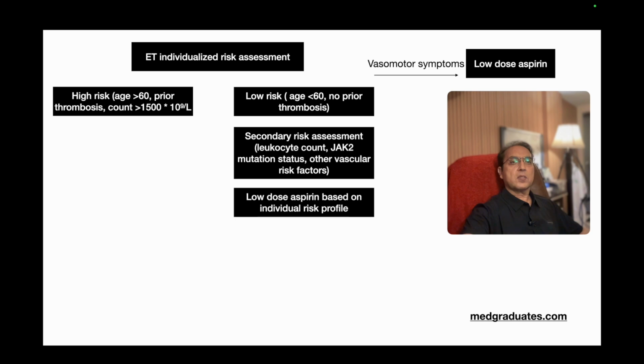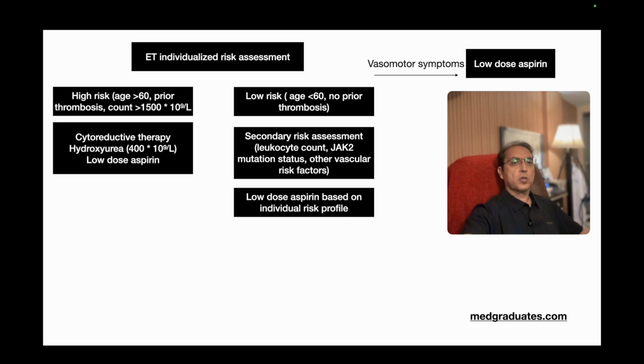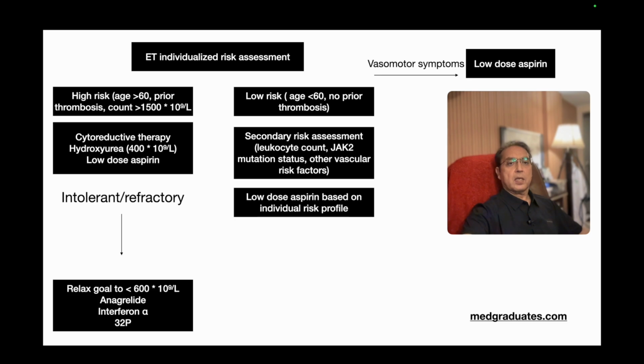And then if there is high risk, the age is greater than 60, prior thrombosis, count is more than 1500 per microliter, cytoreduction therapy with hydroxyurea, the target to keep the platelet count around 400, and the patient should be on low dose aspirin. If the patient is intolerant or refractory, then relax the goal to 600 platelets. Anagrelide may be tried in patients who are pregnant. Interferon alpha may be started, or otherwise radioactive phosphorus 32 may be used for these patients.